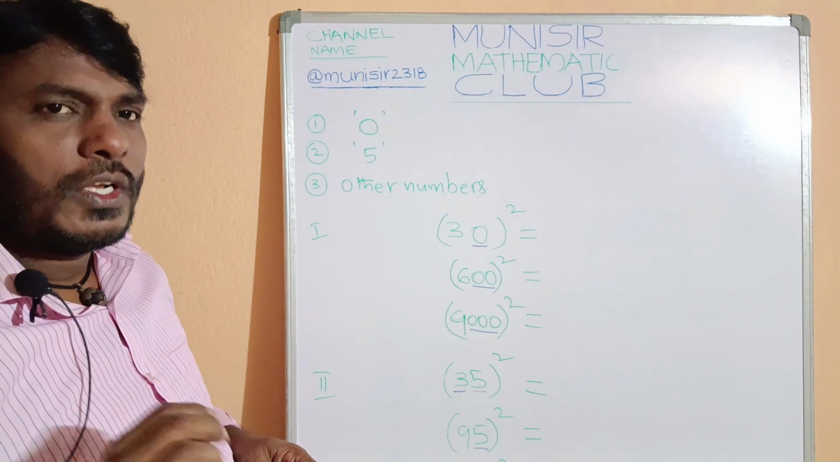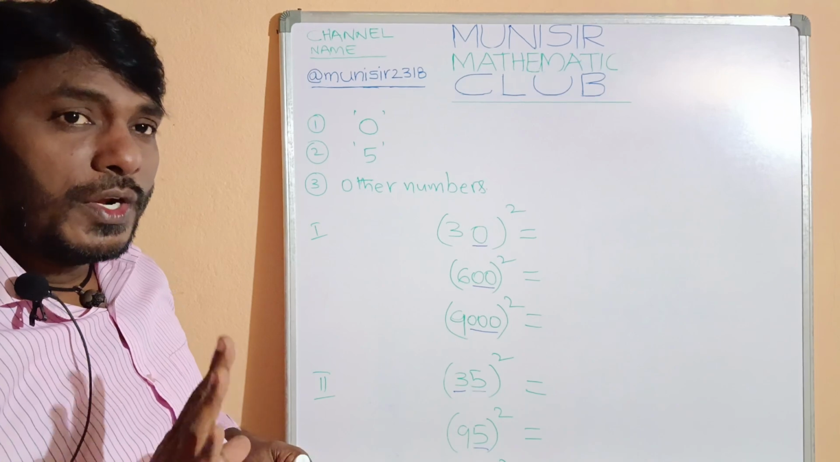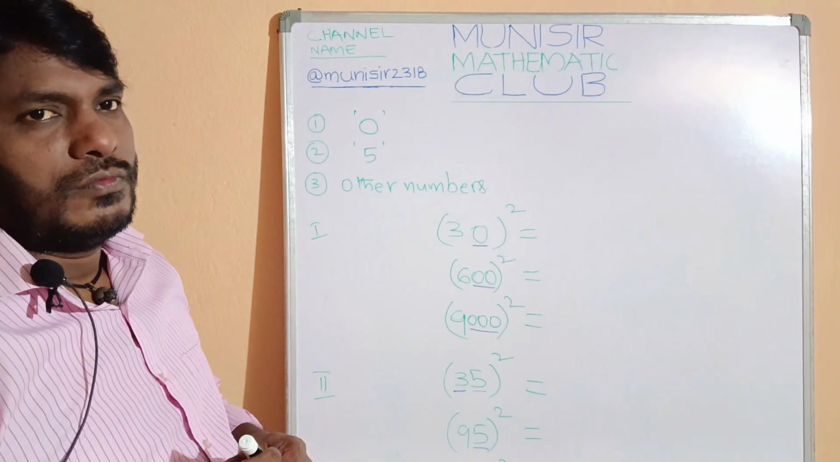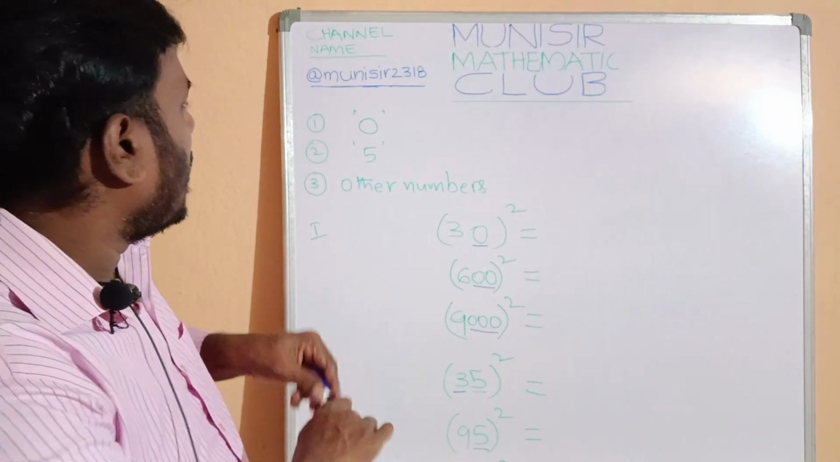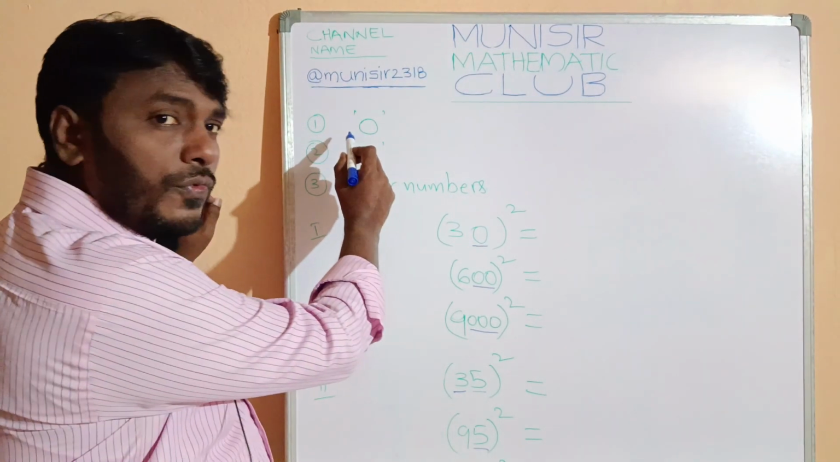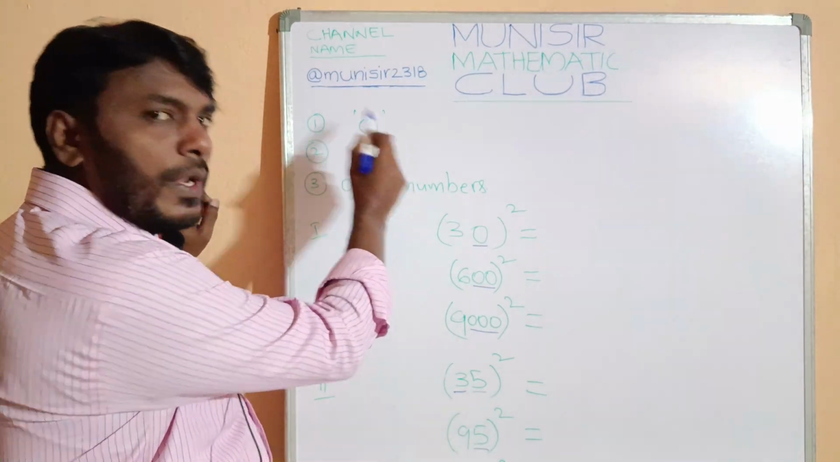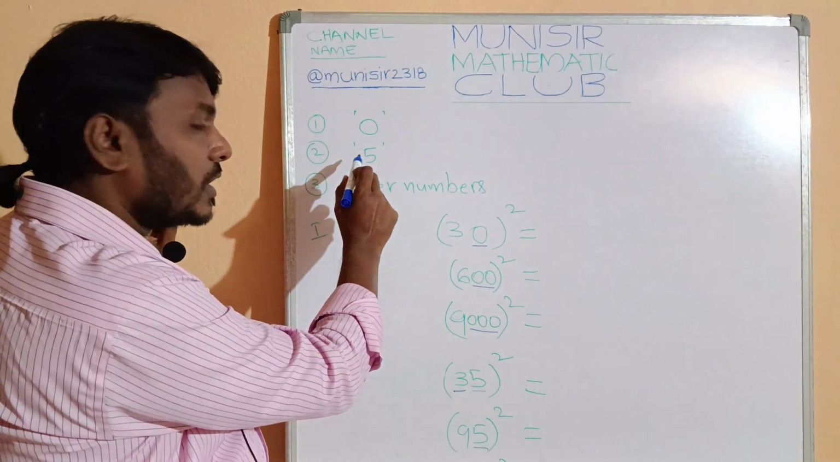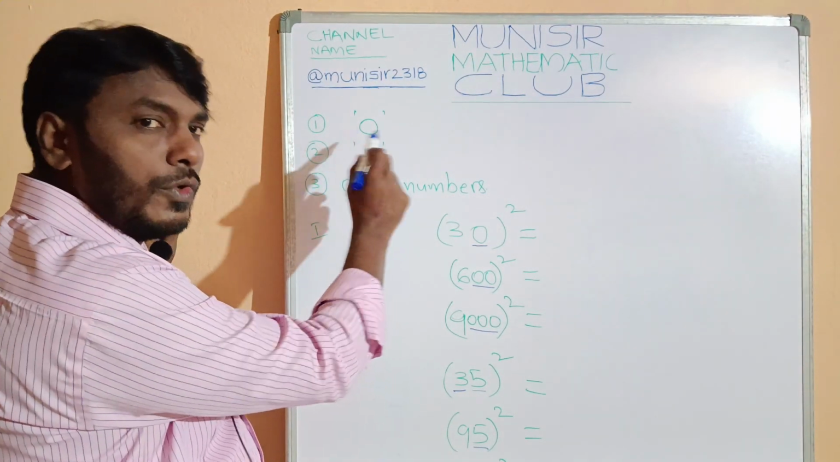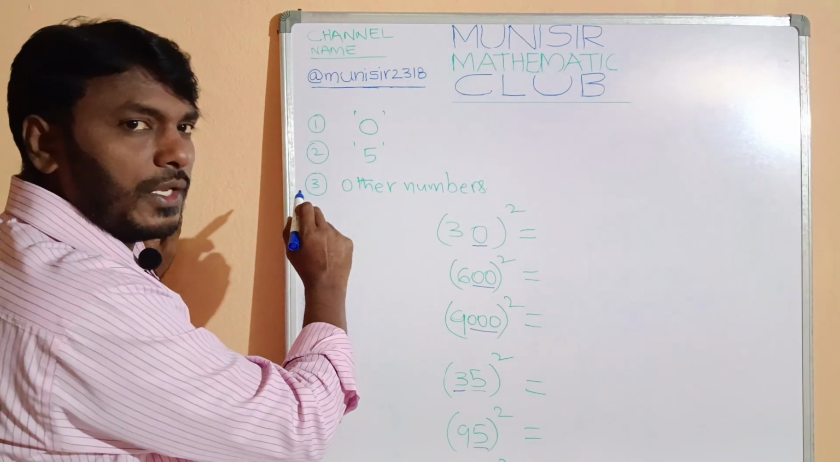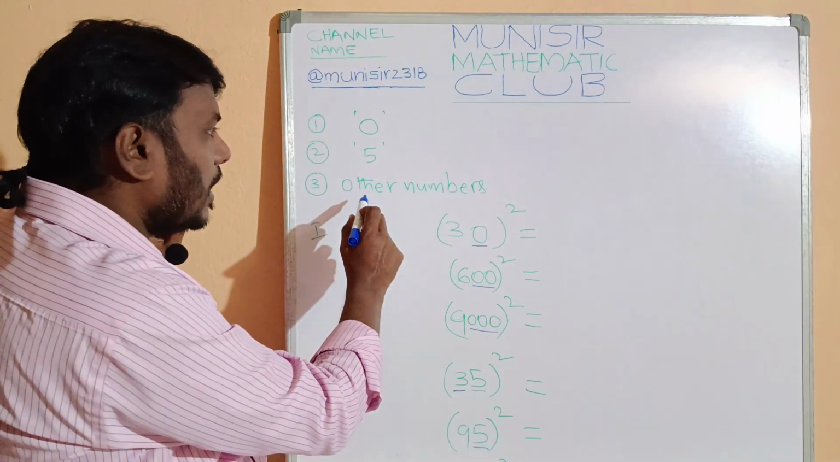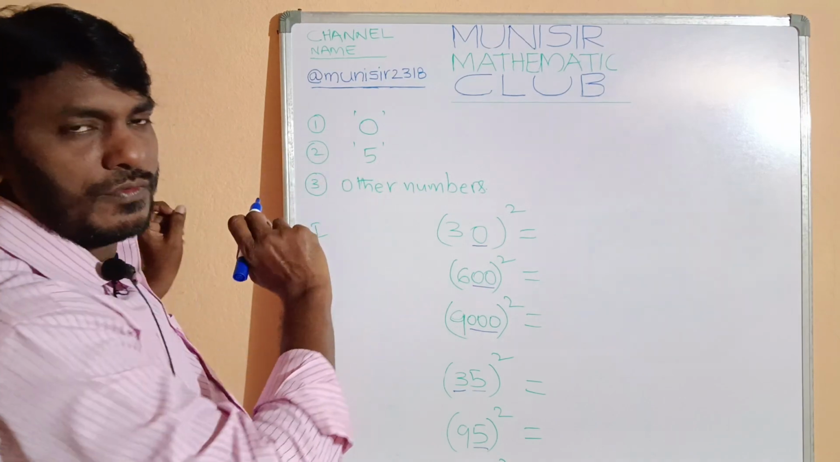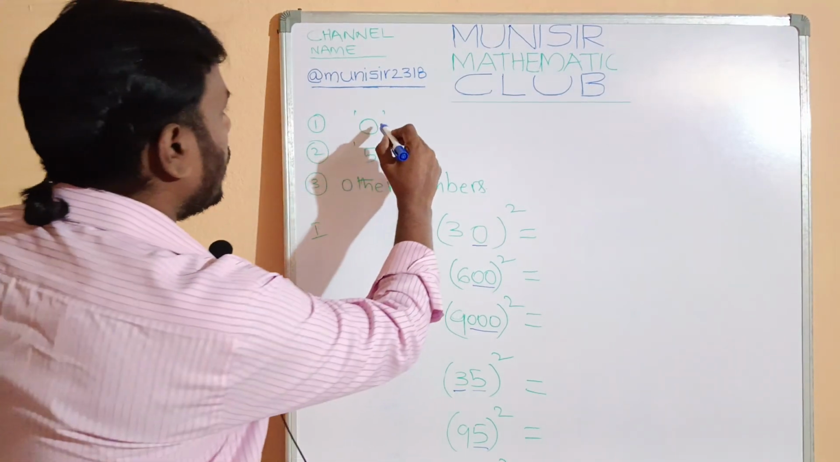In this session, we are going to learn how to find the squares of numbers. To find the square of numbers, they are divided into three parts. Type 1: the numbers which consist of 0 in the unit place. Type 2: the numbers which consist of 5 in the unit place. And type 3: all other numbers.